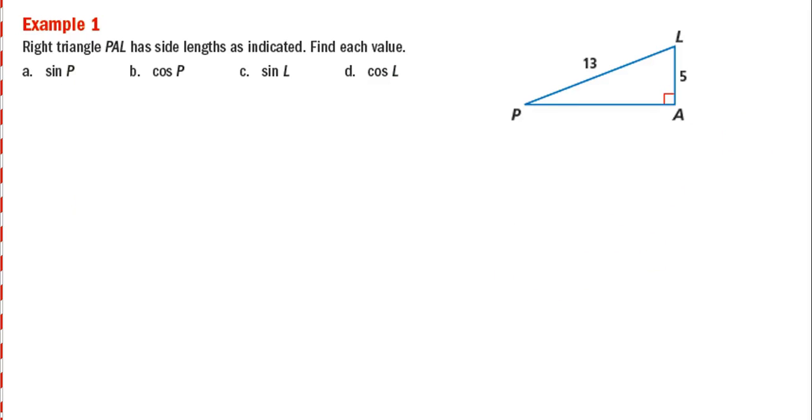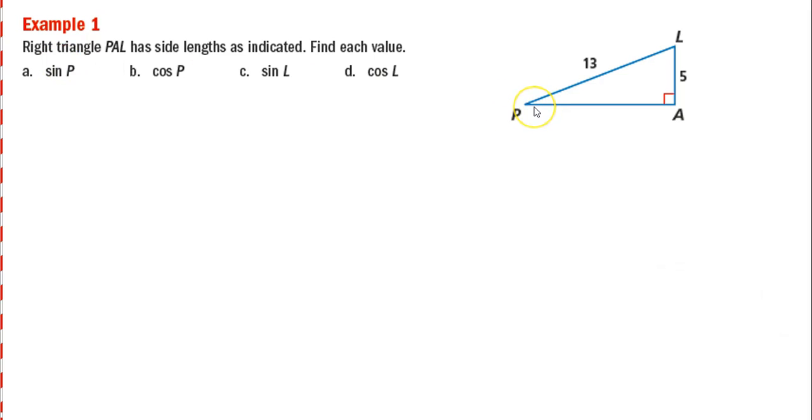So here's some examples. We have right triangle PAL, P-A-L, it's a right triangle. We know that because it has the little right angle there. And we have the side lengths as indicated. 13 is the hypotenuse, and then 5 here is this leg. We want to find each value. We want to find the sine of angle P.